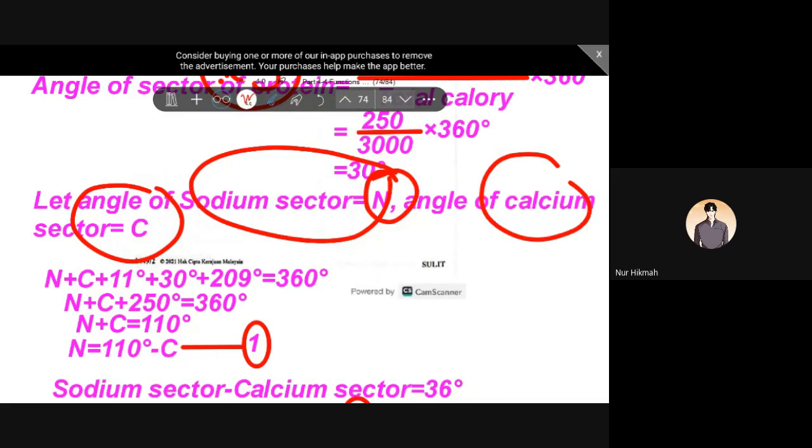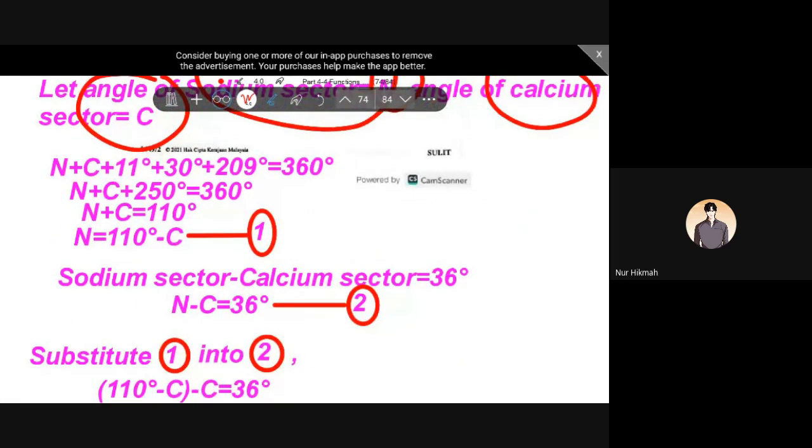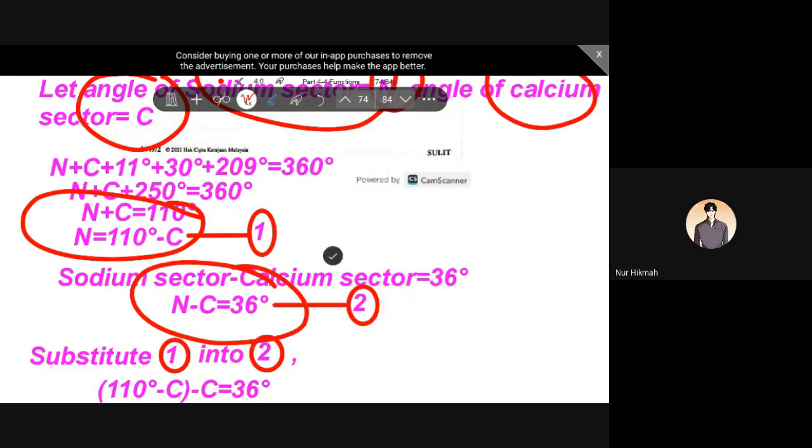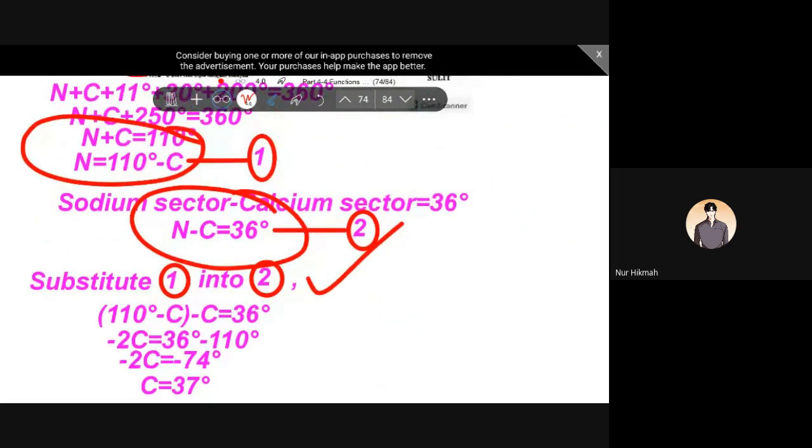Okay, so this is what we got just now lah. N equals 110 minus C. Ini persamaan pertama kamu. And just now N minus C equals 36. Ini persamaan kedua kamu. So okay, so this one boleh bagi tahu tak apa kaedah yang saya guna untuk selesaikan soalan ini? What method do I use to solve this question based on my working? Berdasarkan jalan kerja saya. Apa kaedah saya guna?